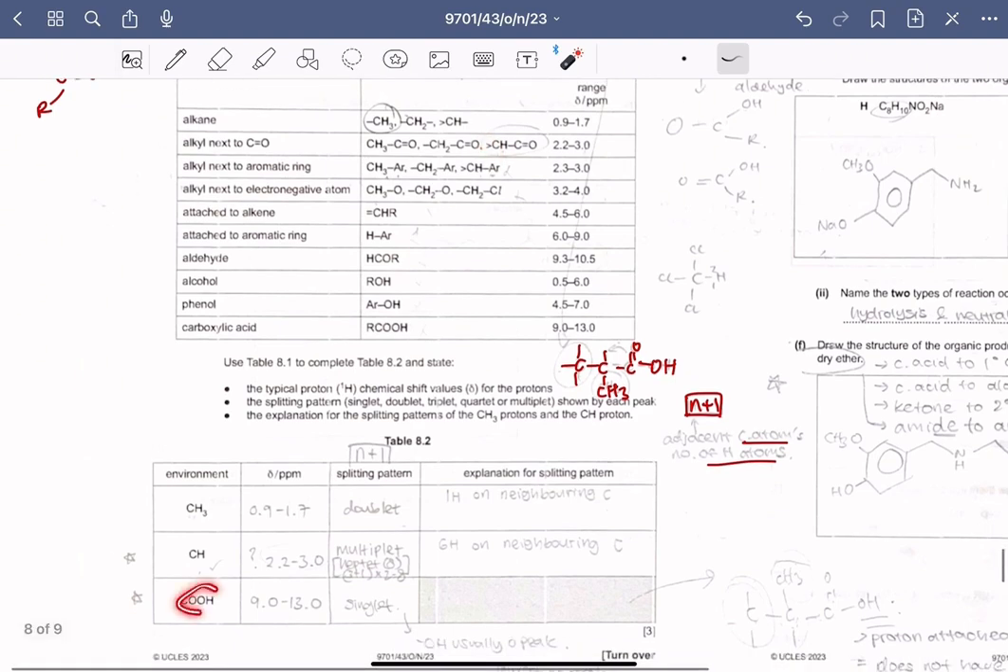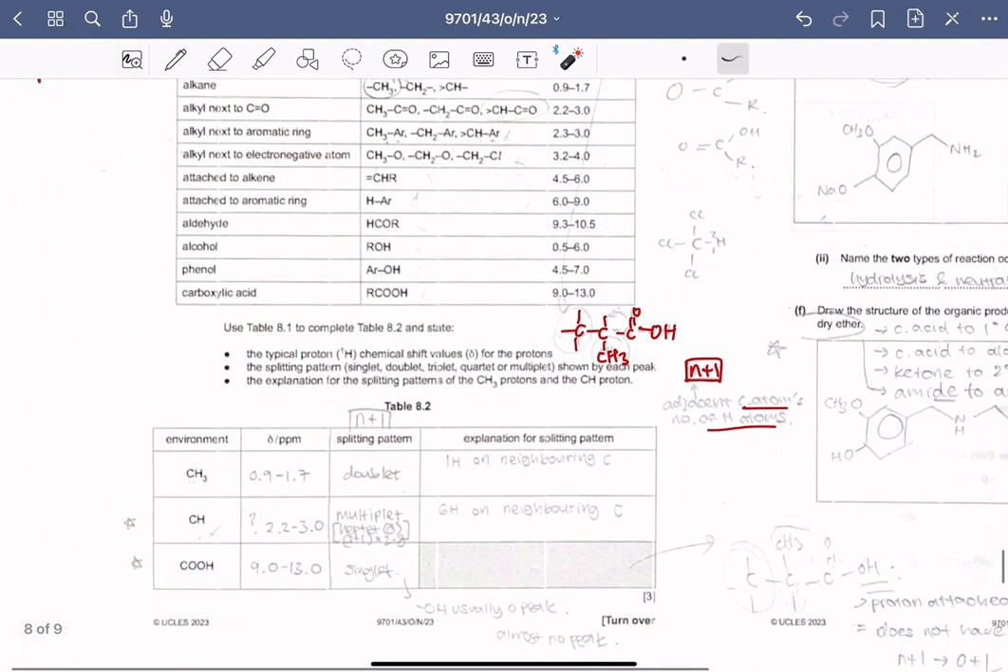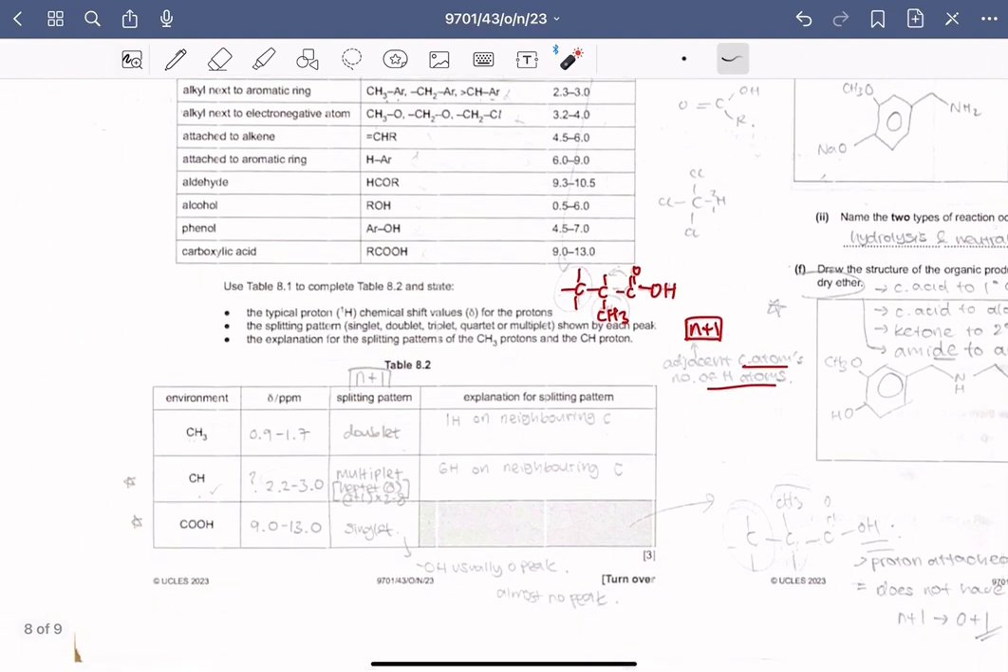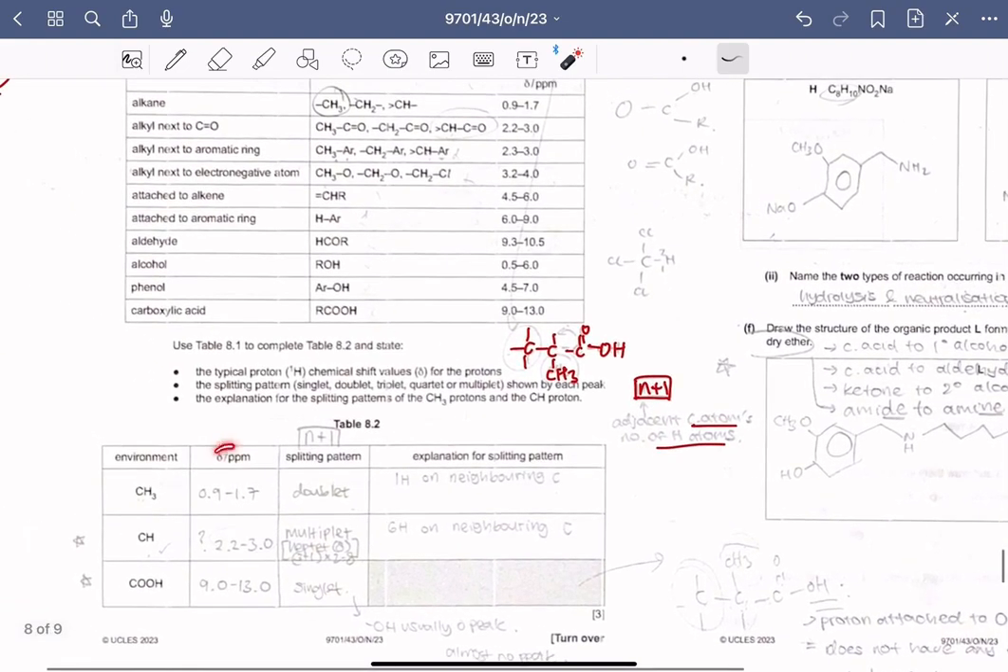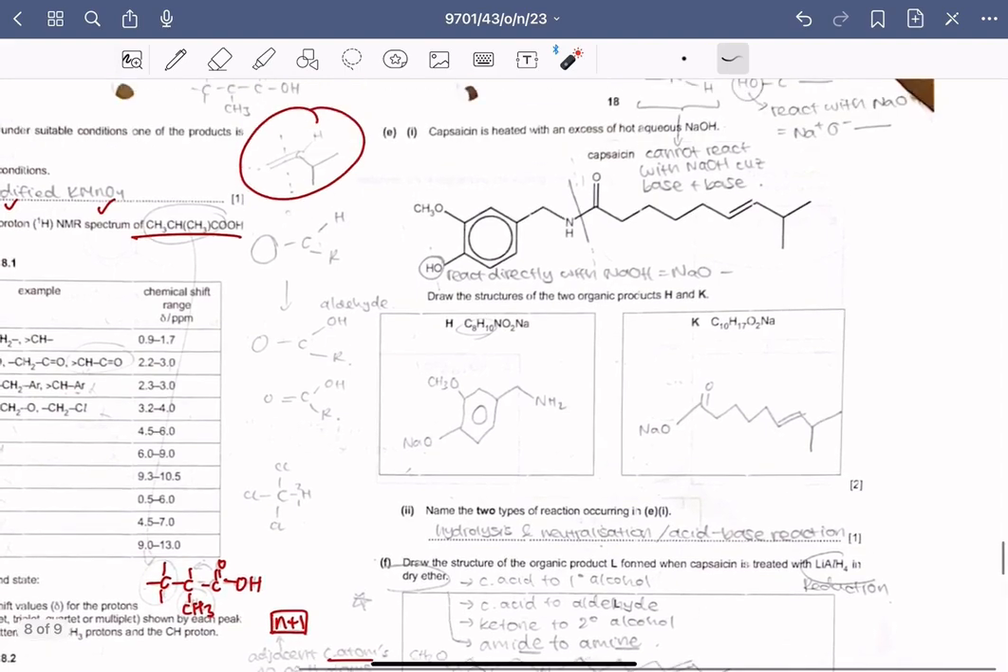Next, COOH. It usually focuses on OH, and OH is special, and this is a rule. The proton is attached to O and does not have any splitting. Therefore, n plus 1 is 0 plus 1. Therefore, this is a singlet. So the ppm is 9 to 13.0 because it is RCOOH, which is special. 9 to 13.0.